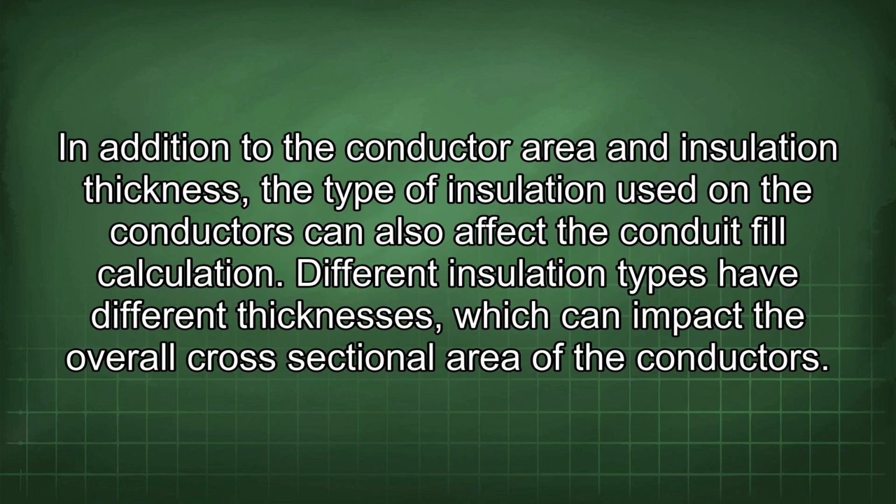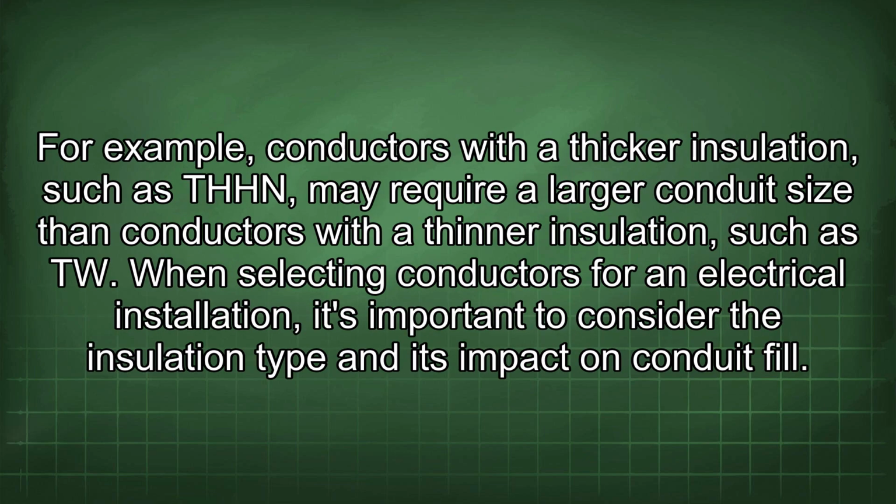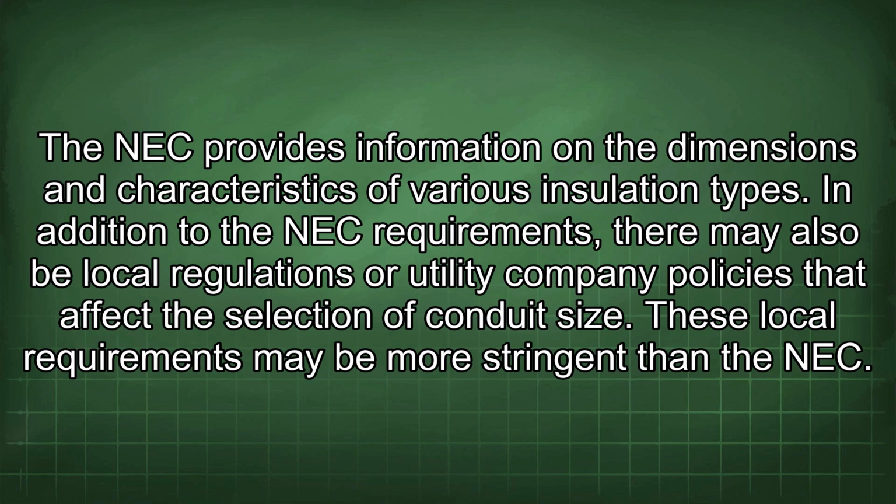In addition to the conductor area and insulation thickness, the type of insulation used on the conductors can also affect the conduit fill calculation. Different insulation types have different thicknesses, which can impact the overall cross-sectional area of the conductors. For example, conductors with a thicker insulation, such as THHN, may require a larger conduit size than conductors with a thinner insulation, such as TW. When selecting conductors for an electrical installation, it's important to consider the insulation type and its impact on conduit fill. The NEC provides information on the dimensions and characteristics of various insulation types.